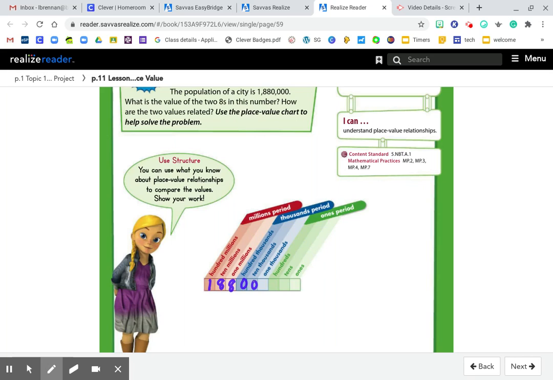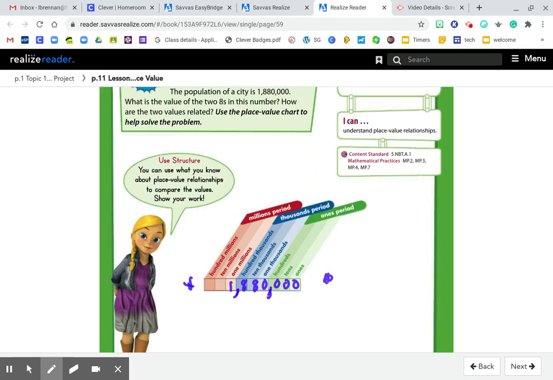Whoops. It would be helpful if I put it in the right spot. Let's start that again. Okay. So we have 1,880,000. And when we write numbers, we really need to be using these commas between the periods. So we read our numbers from left to right. So we start over here and we end over here.